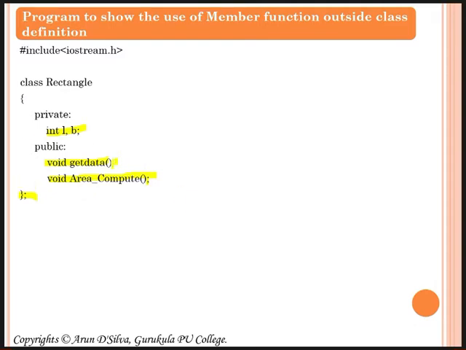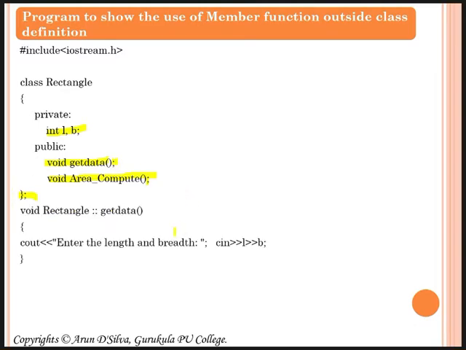Now this function I defined outside. See here, void rectangle, scope resolution operator, and get data, which I told you about. Here void is the return type of this function. Rectangle till the scope resolution operator identifies which class it belongs to, and then get data. We don't have any arguments here, so we are just opening and closing parentheses, and the rest is as usual, what you have seen in the inside class definition.